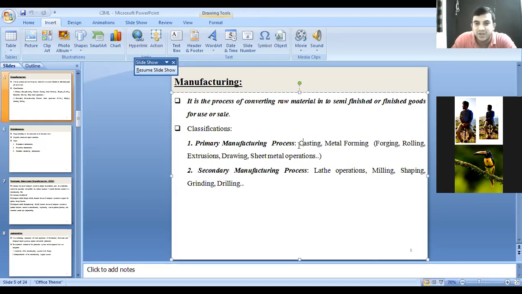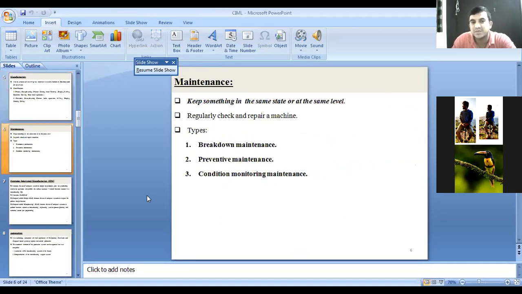We heat the raw material into a liquid phase, then pour it into a mold, then you get the required shape of the component. That is casting. After casting, we go for metal forming, meaning forging, rolling, extrusion, drawing, sheet metal operations. These come under the primary manufacturing process. After that, you need to go for further manufacturing, called the secondary manufacturing process, using machine tools such as lathe, milling, shaping, grinding, drilling, etc. Right?